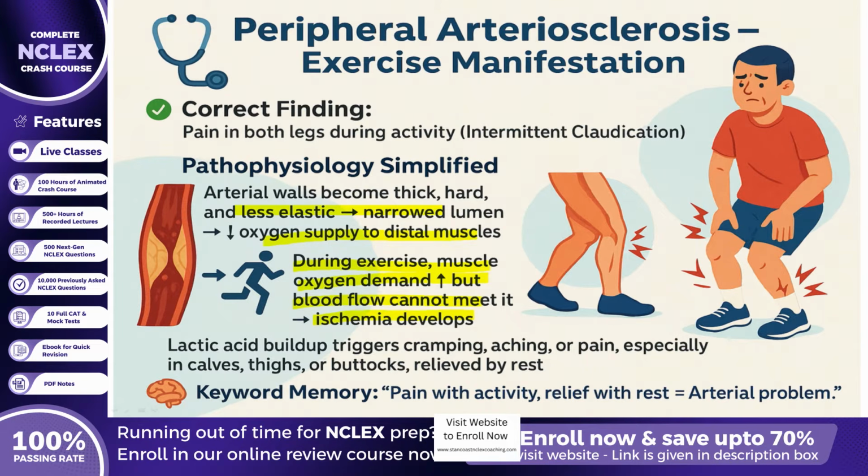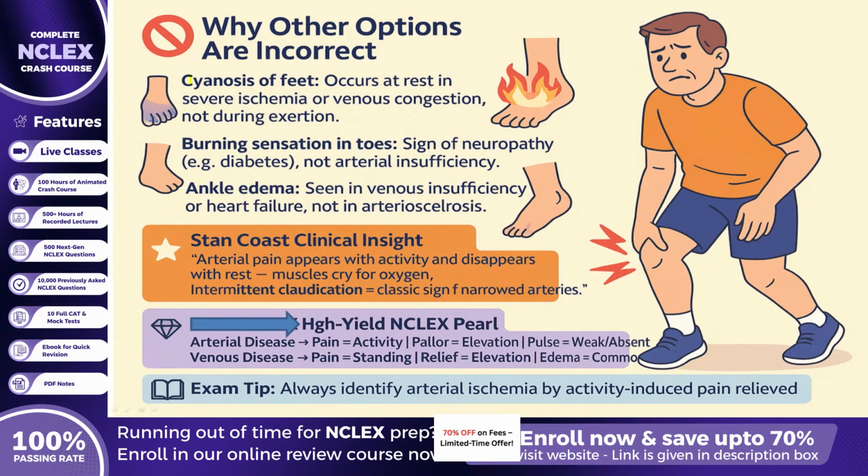This pain typically occurs bilaterally in the lower extremities, often in the calves, thighs, or buttocks depending on the site of obstruction, and it subsides with rest once oxygen demand normalizes. On the other hand, cyanosis of the feet, option A, indicates either severe arterial blockage or venous congestion that occurs at rest, not specifically during exertion.